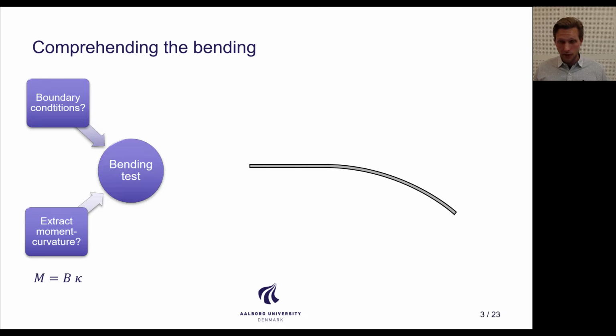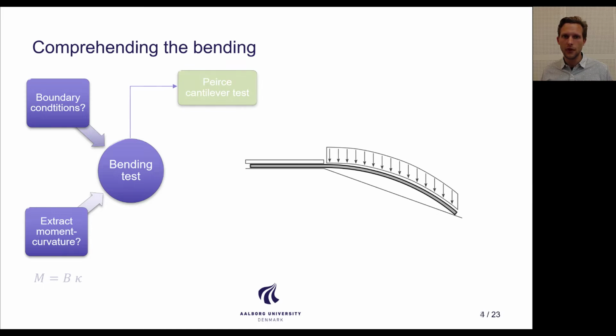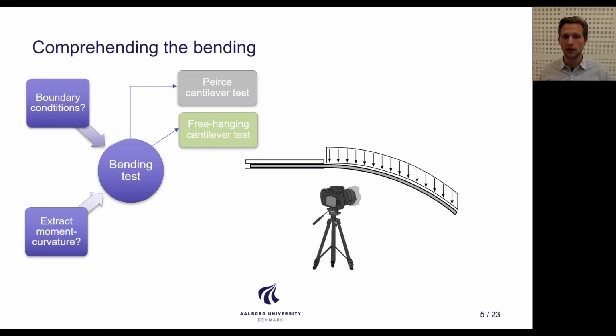Luckily the literature can help us, and there are a number of tests described here. A very simple test is the Pierce test, and the idea is to cantilever the fabric until it meets an inclined plane, and then you can measure the overhang length and estimate the bending stiffness. The same setup also exists without the inclined plane, and we call that the free-hanging cantilever test. Then you can take a picture of the specimen and then use image analysis to extract the moment curvature relation.